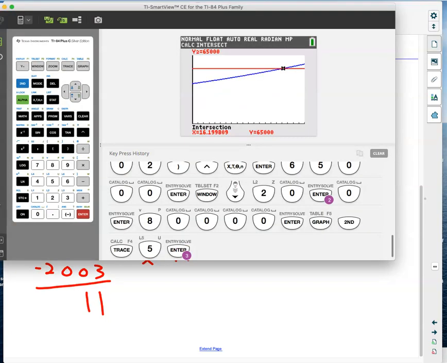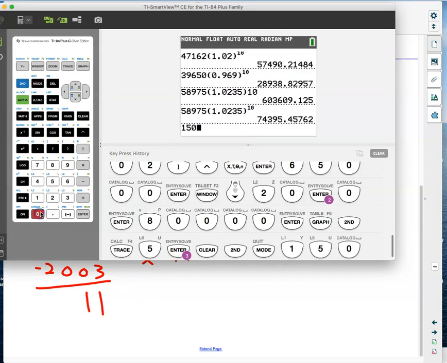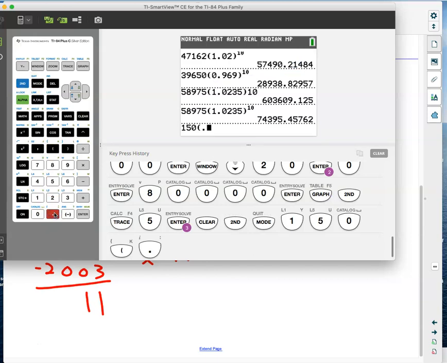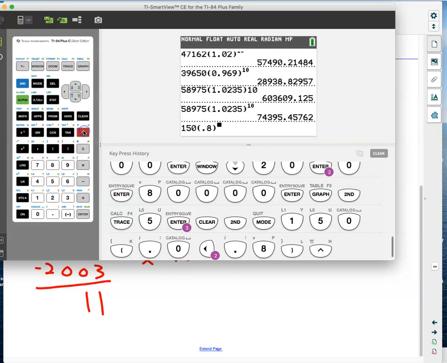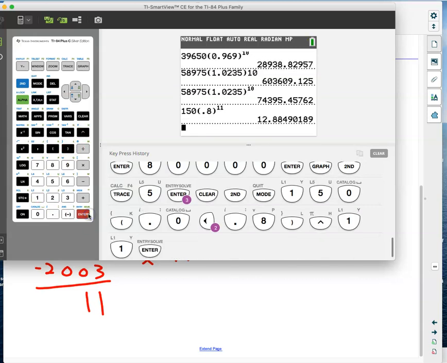So we've got 150, 0.8, and we want to know after 11 years. 13 links, rounding to the nearest link.